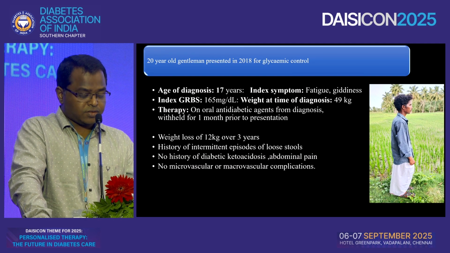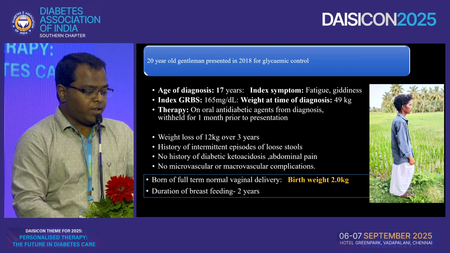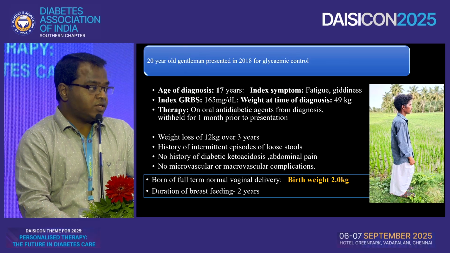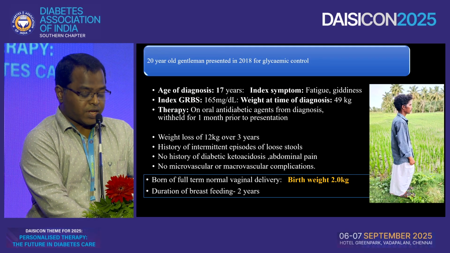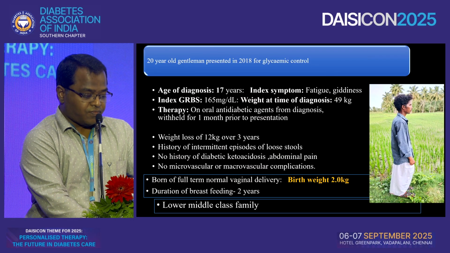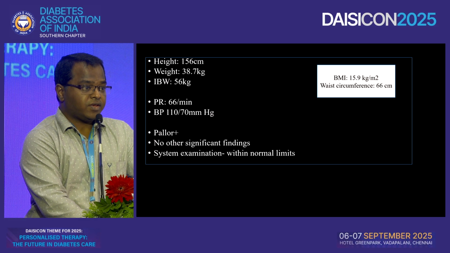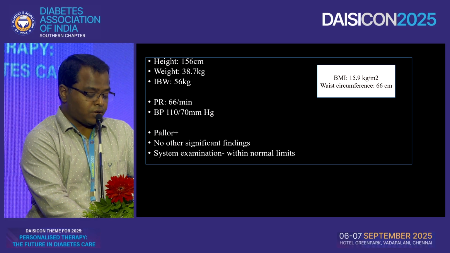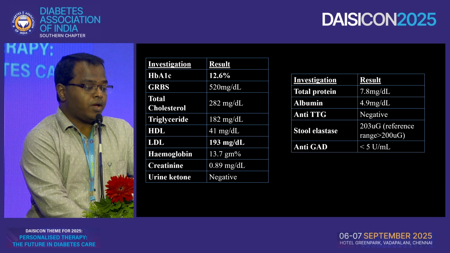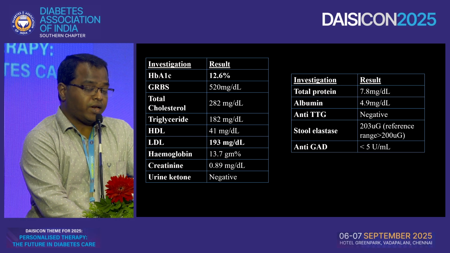I'll start with a case. This gentleman is extremely lean, from a rural background, has lost weight, and we found that his birth weight was 2.2 kg, and he was adequately breastfed for 2 years, and he was from a middle class family. His BMI was 15.9 kilogram per meter square. He was pale, and otherwise he did not have any features to suggest malnutrition or undernutrition. His HbA1c was quite high in terms of his glycemic status, and you could see he had hyperlipidemia. There was no family history of diabetes, and his protein levels were normal.